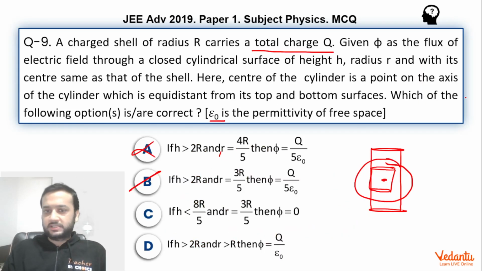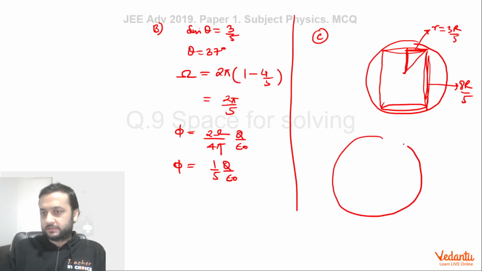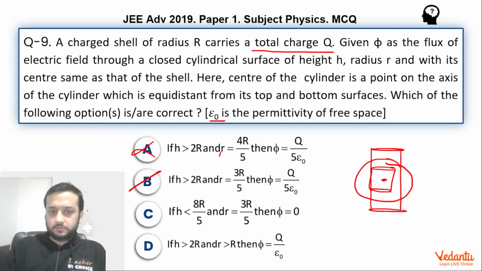Now in our question it is given that h is less than 8 r by 5. That means this whole cylinder actually lies inside the shell. That means the actual scenario is somewhat like this. And hence we can say that since there is no charge inside this cylinder, no flux will pass through this, hence phi will be 0 in this case. Okay, so this is also right.